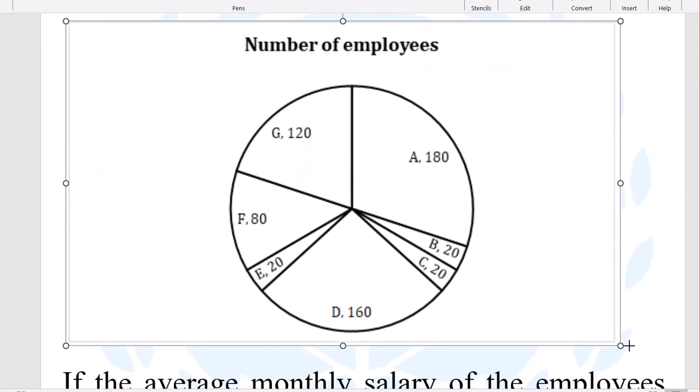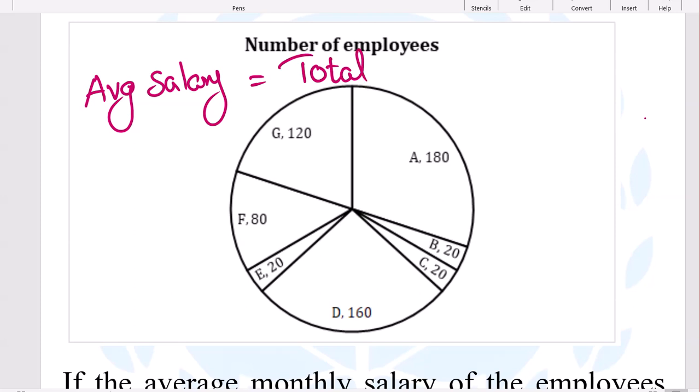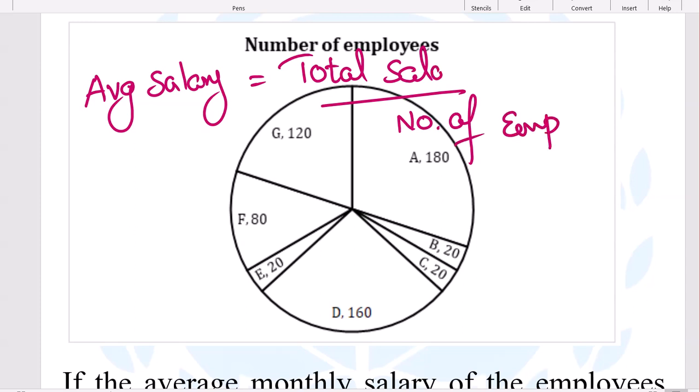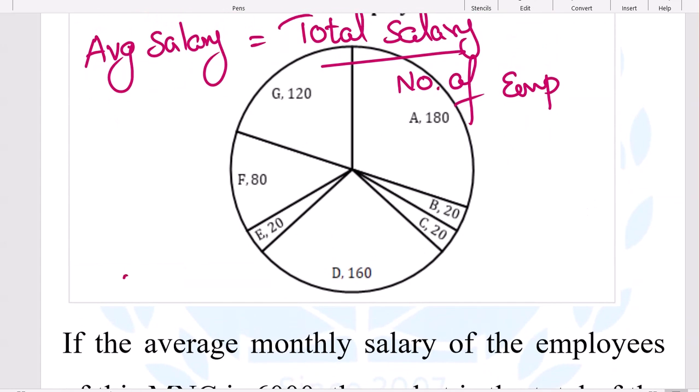Fine. See, what is average formula? Average is sum divided by number of, or total divided by number of, right? So, average salary is nothing but total salary divided by number of employees. In question, average salary of MNCs is what they given? 6,000. So 6,000 into number of employees. From this pie chart you need to add 120, 180, here 300, here 400, 400 plus 200, 600. That is total salary. That's it.